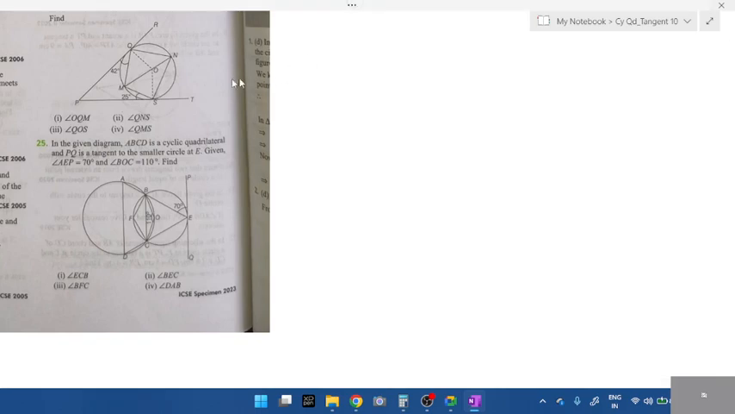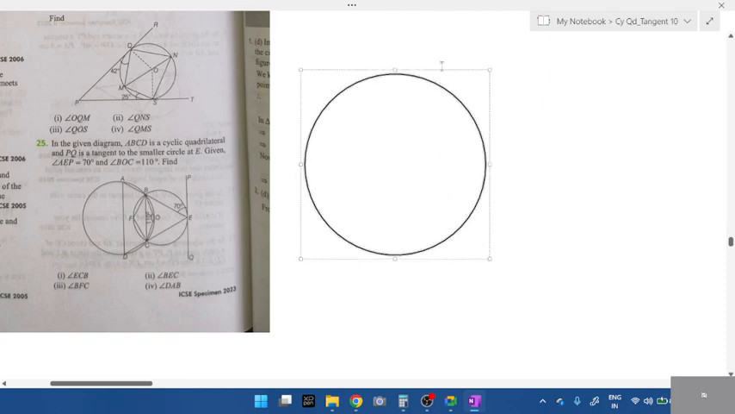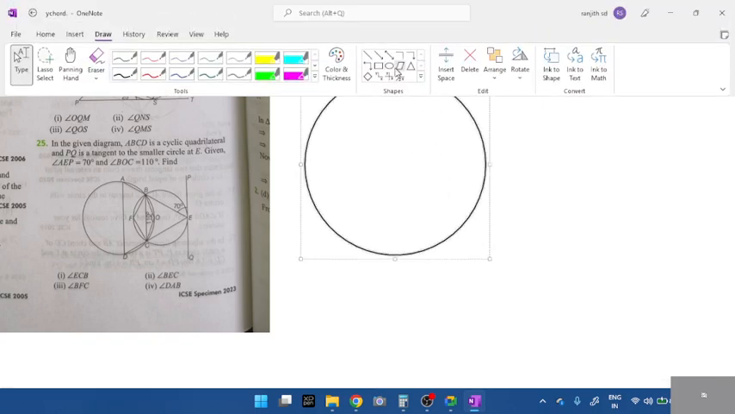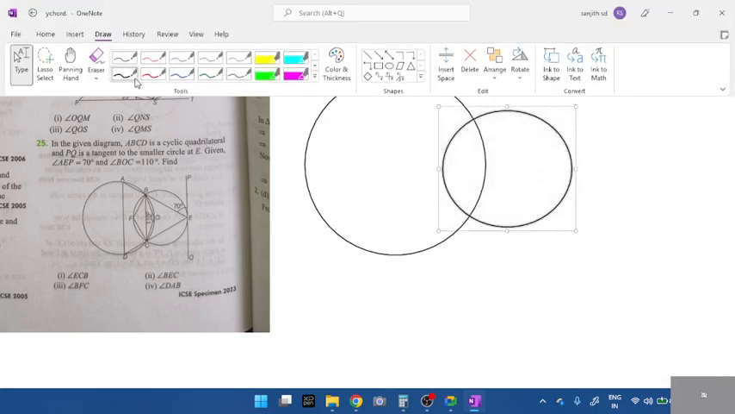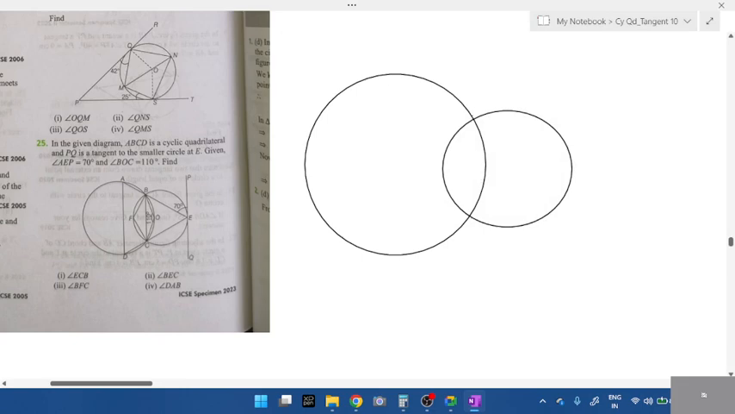Look at this question. It looks complicated. Let me draw two circles. There is a triangle A to D. In the given diagram, ABCD is a cyclic quadrilateral. Okay, where is ABCD? Smaller triangle or the bigger triangle?